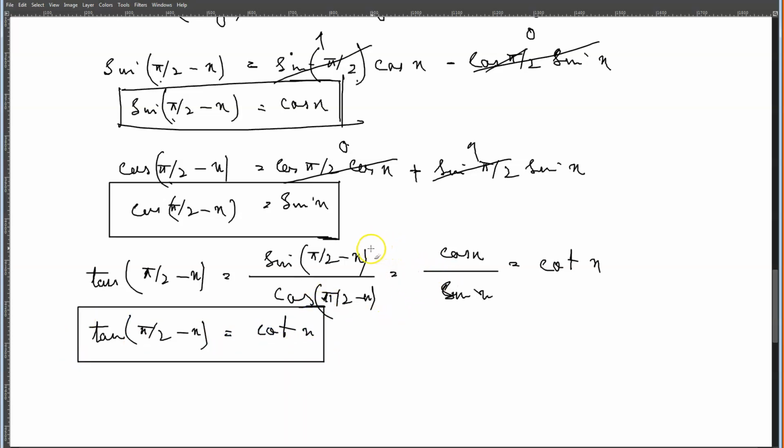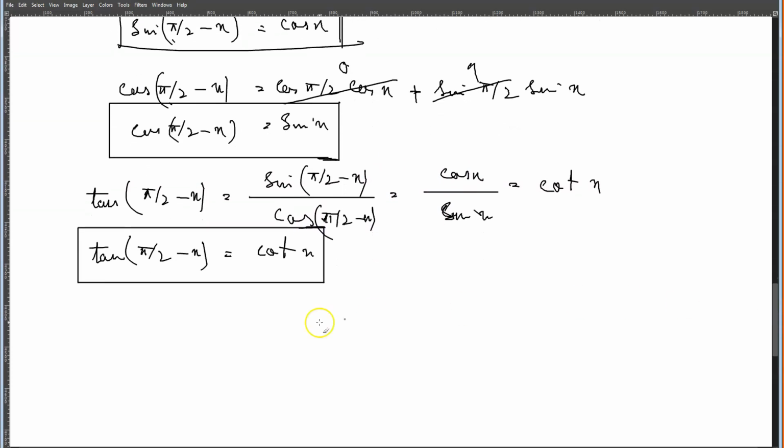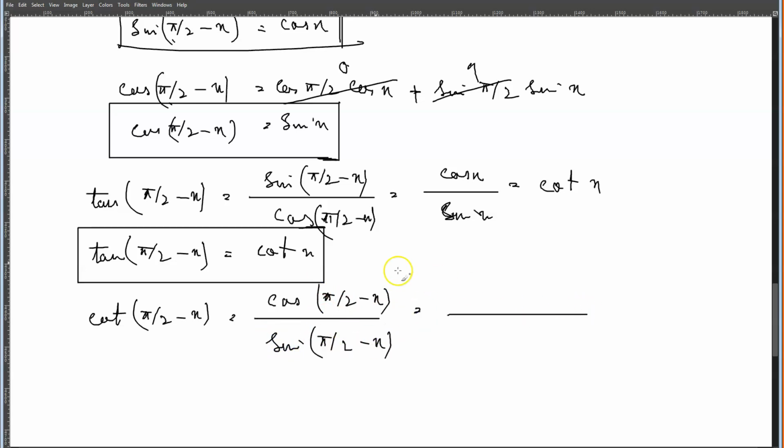Moreover, you can say that the cot of pi by 2 minus x is equal to the cos of pi by 2 minus x over the sine of pi by 2 minus x, which is equal to sine x over cos x, which is equal to tan x. Which means that the cot of pi by 2 minus x is equal to tan x.